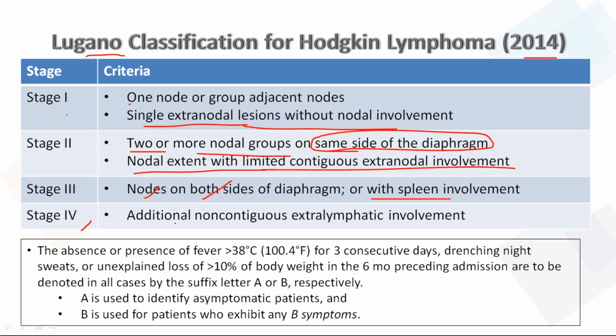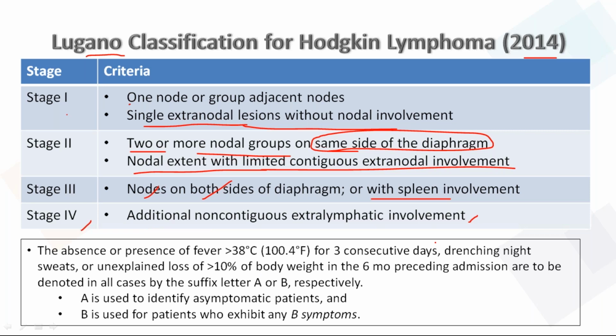Stage 4 is additional non-contiguous extralymphatic involvement. So it's not cervical lymph node alone, but the liver and spleen are also involved, or the extralymphatic system or CNS is involved. So it is stage 4.